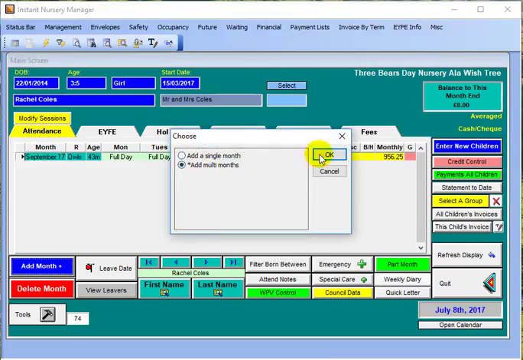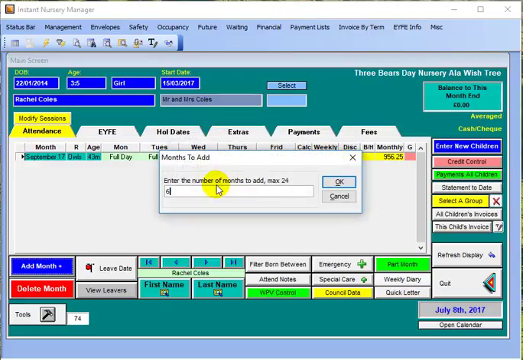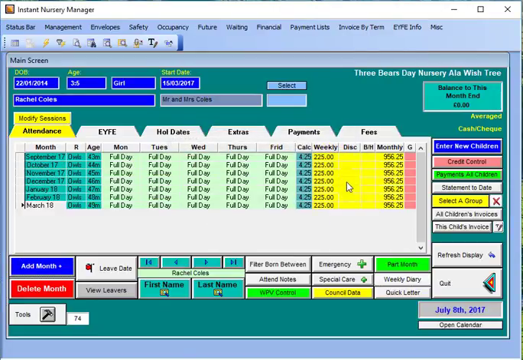Just add a few more months here. You can see now we've added the bookings all the way up until March 18. You can go as far ahead as you like. Okay, you'll see here, look, average.